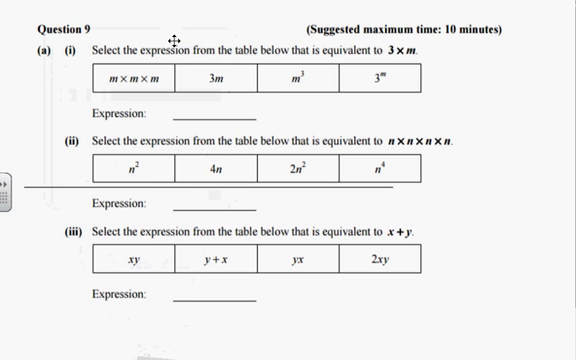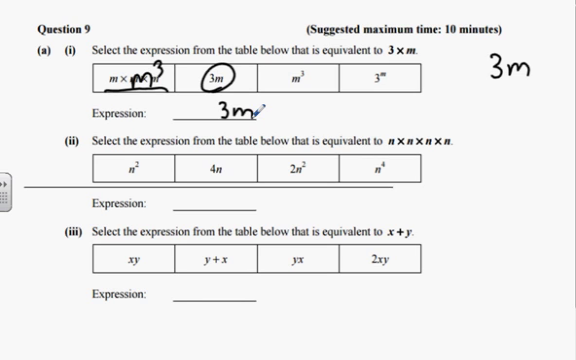Here we go. Select the expression from the table that is equal to 3 multiplied by m. What is 3 multiplied by m? It's 3m. What's m multiplied by m multiplied by m? M to the power of 3. That's no good. So it's actually this answer here, 3m. Handy, isn't it? It'd be useful if you had the right page open.